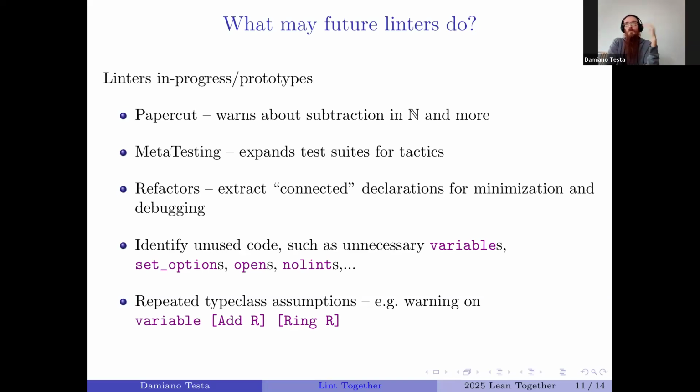Something else, sometimes you open it with a variable, you add two type classes that are sort of implying one another, like additive group on R and ring on R. A linter may warn you that you've done that and say, hey, you already have an additive structure on R. Are you sure you also want to put a ring structure on it? So these kinds of things would be in scope for linters.